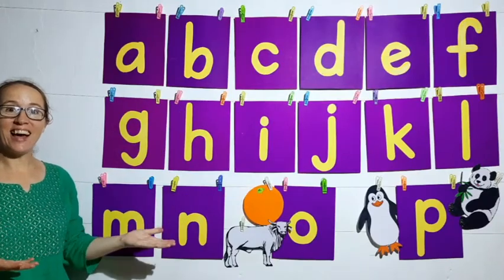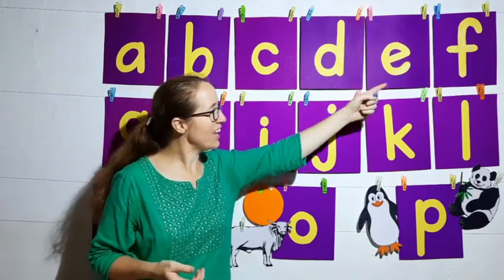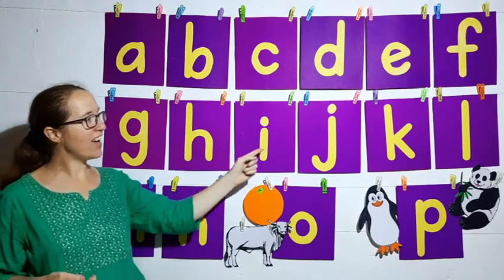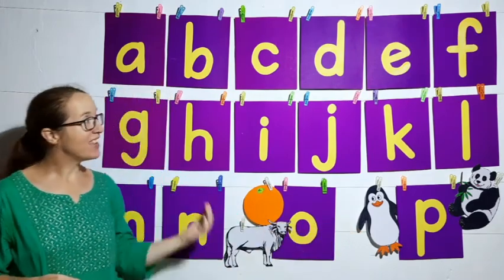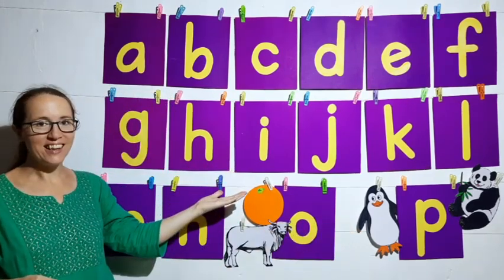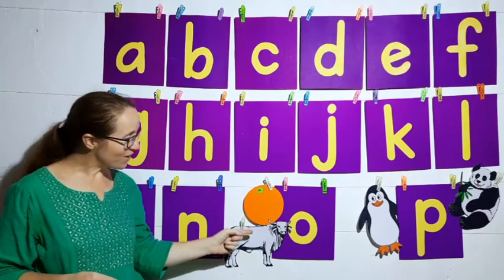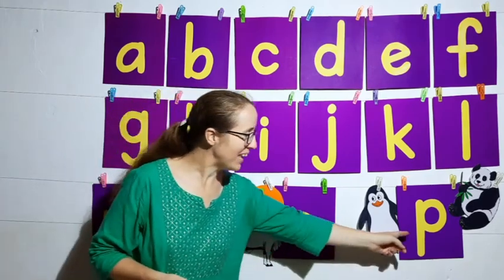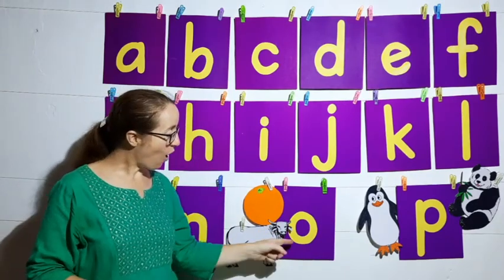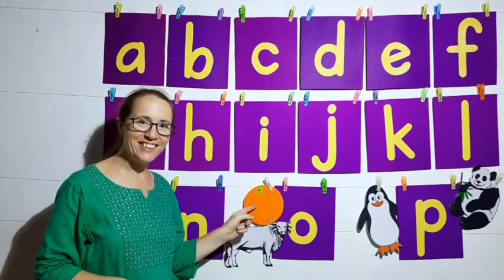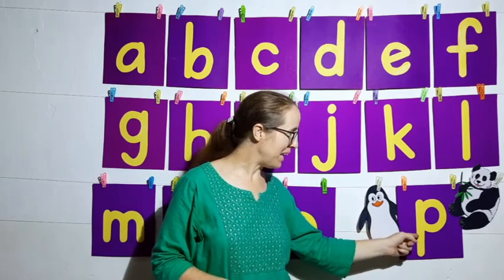Look, these are our letters. A, B, C, D, E, F, G, H, I, J, K, L, M, N, O, P. These are letters. A, B, C. Look. O and P. O for ox. O for orange. P for penguin.